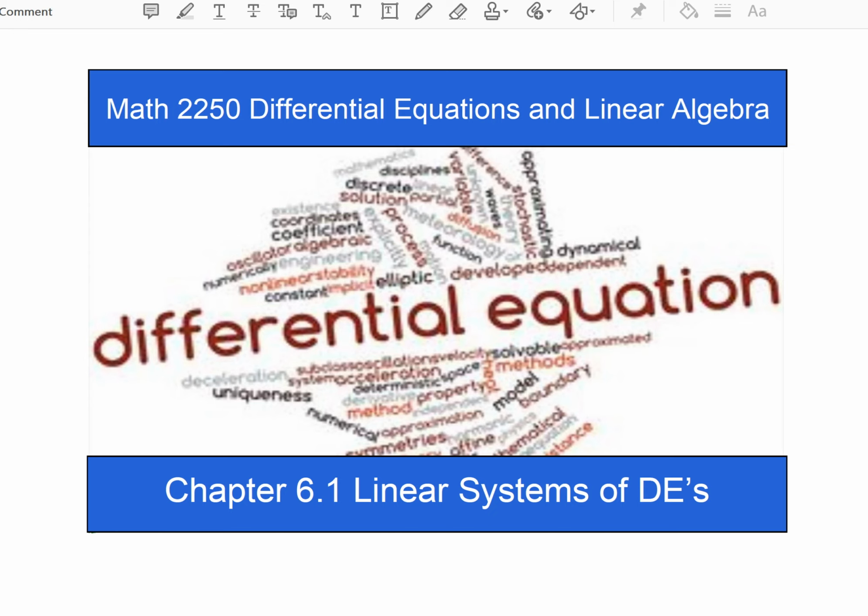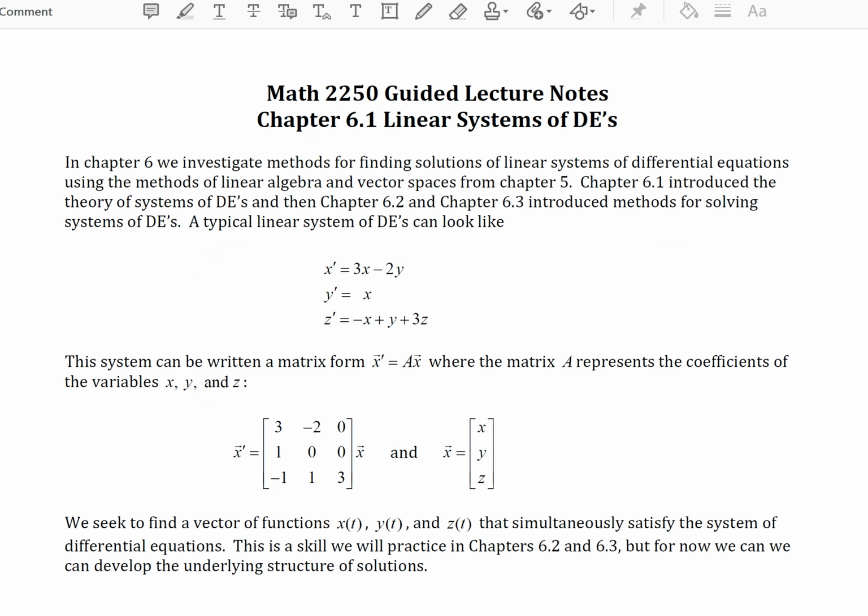In this video, we are going to be going through Chapter 6.1 and looking at linear systems of differential equations. In Chapter 6, we investigate methods for finding solutions of linear systems of differential equations, using the methods of linear algebra and vector spaces from Chapter 5. Chapter 6.1 introduces the theory of systems of DEs. Then Chapter 6.2 and 6.3 introduce methods for solving systems of DEs.